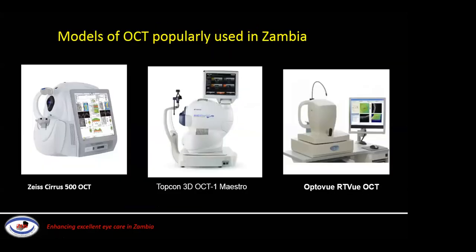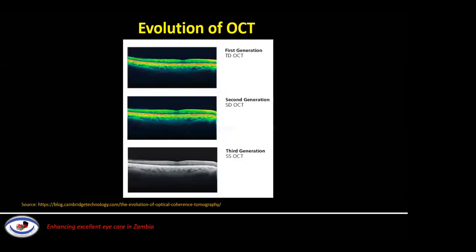So what actually changed from time domain to swept source? What is the change that has happened? What has actually changed from the time domain to spectral domain to swept source, first to the third generation? What actually has changed in the OCT? So there's higher speed as well as sensitivity. Yeah, the term that we use is called resolution. It has become more clear.